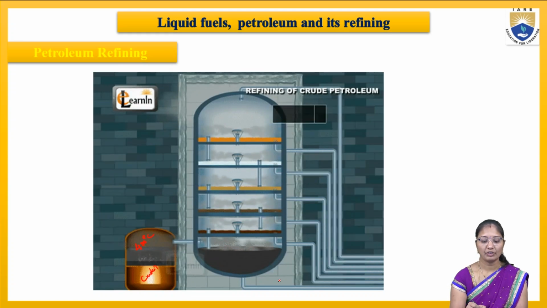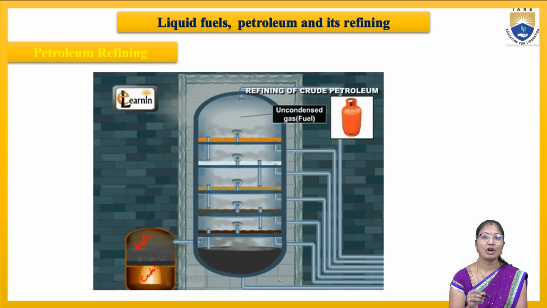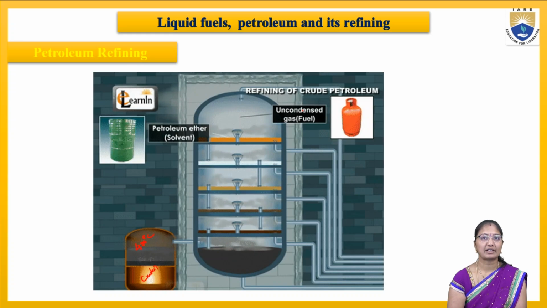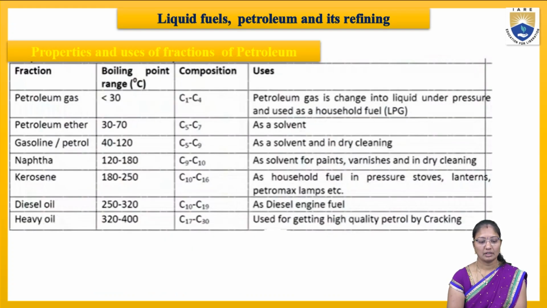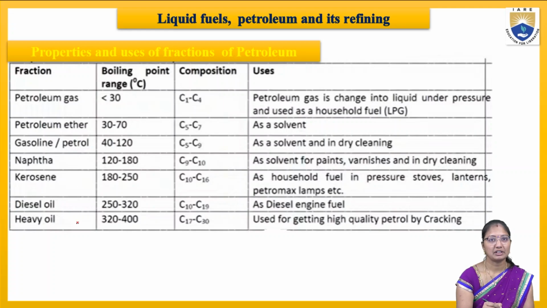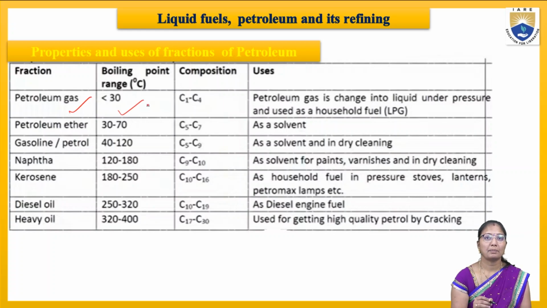So this is the way fractional distillation happens. These levels are called fractions. So we know all these products are formed from this fractional distillation. So what is the boiling range of petroleum gas? It is less than 30, and the carbon composition is C1 to C4.